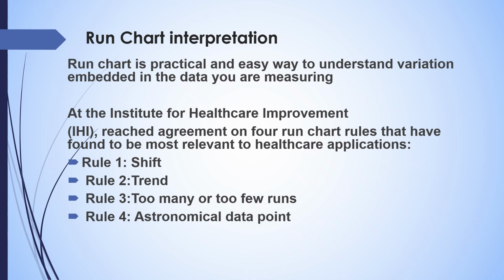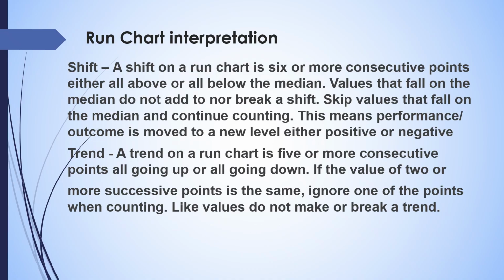Then there are some rules, like there should be a median line, and by looking at the run chart, you look for 4 items: a shift, a trend, too many or too few runs, and astronomical data points. I will come to an example, then you will understand more.